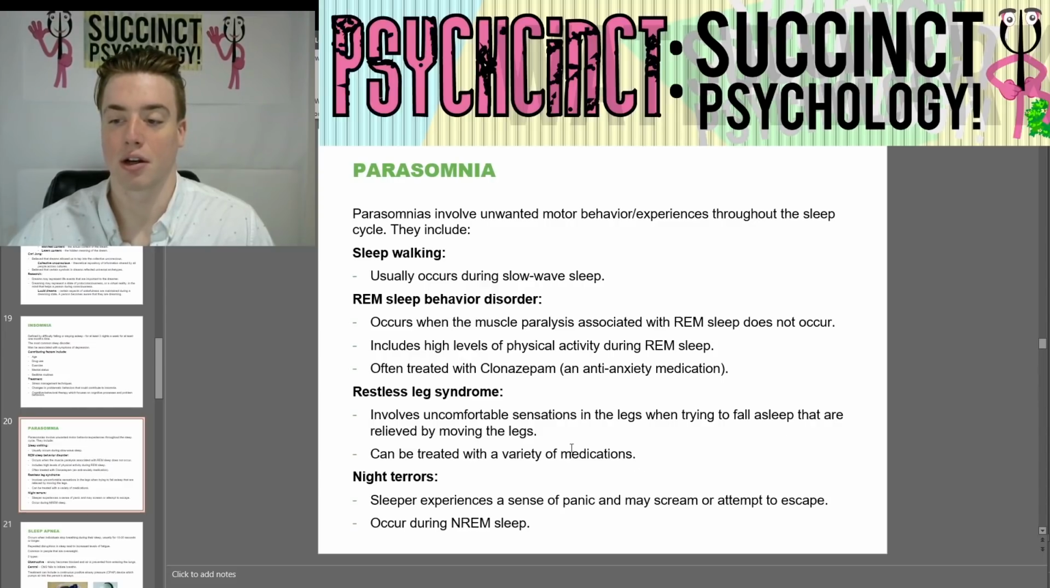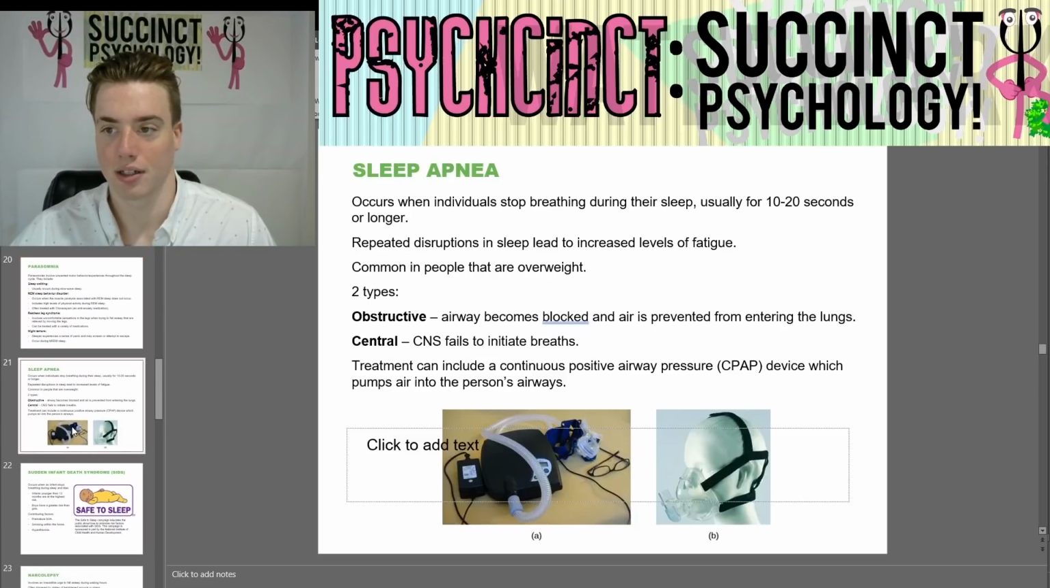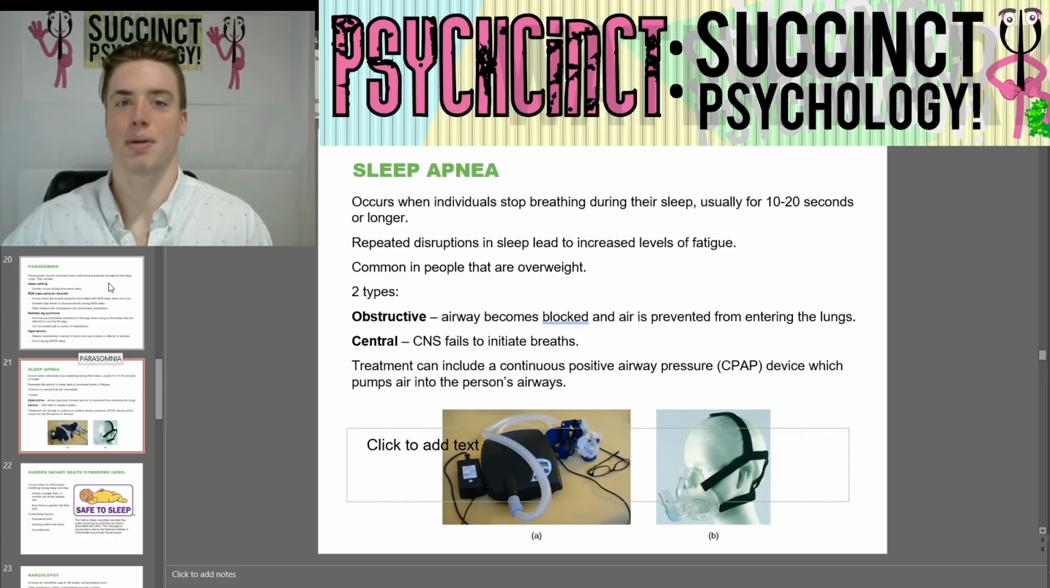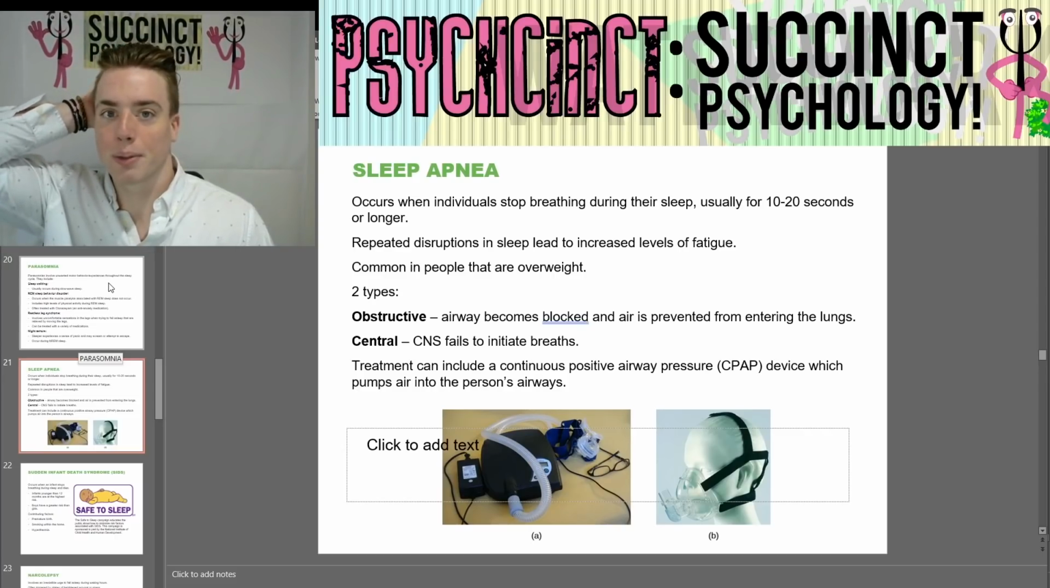fall asleep that are relieved by moving the legs. It can be treated with a variety of medications. And then night terrors. Those are never fun. The sleeper experiences a sense of panic and may scream or attempt to escape, and they occur during non-REM sleep. So there's parasomnia for you. So now you know that sleepwalking is a parasomnia. I'm sure everybody knows about sleepwalking, but now you know a little bit more about it.